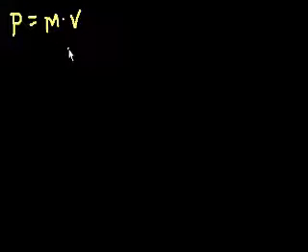Or another way of viewing momentum is how little you would like to be in the way of that object as it passes by. How unpleasant would it be to be hit by that object? That's a good way of thinking about momentum. So momentum is mass times velocity.